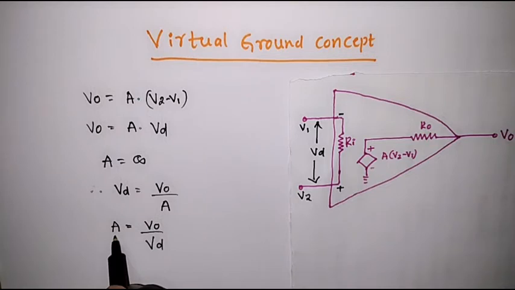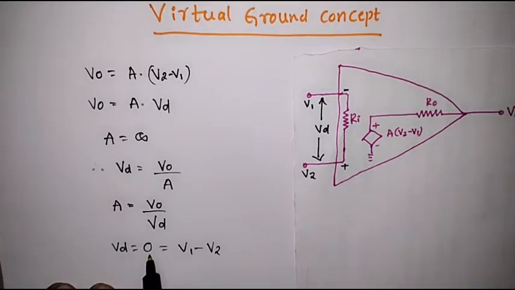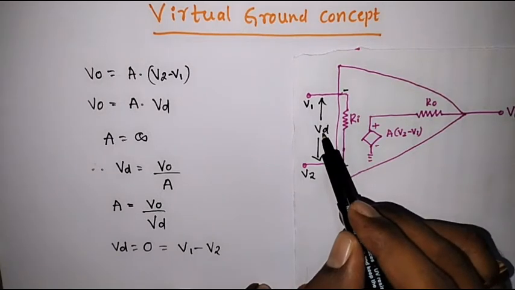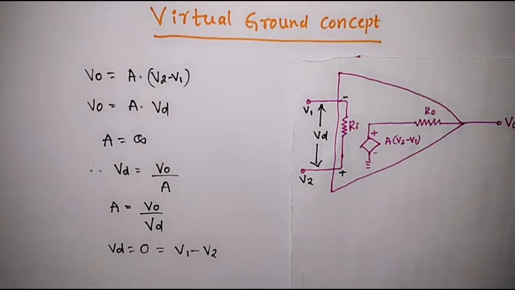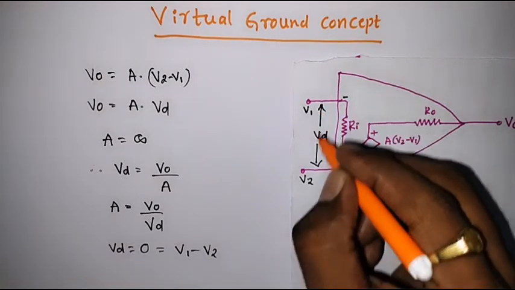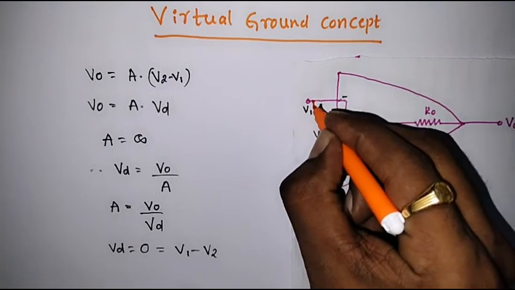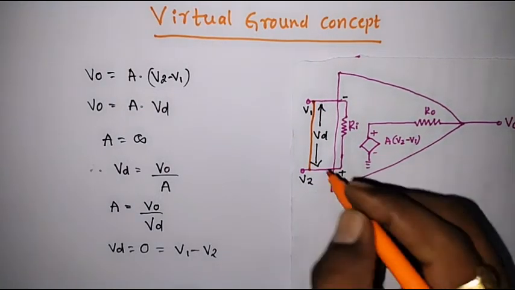This A value will become infinity when the Vd value is very small. That is, if Vd is equal to 0, then definitely A will be infinity. That is, Vd is equal to 0. We know that Vd is nothing but V2 minus V1, equal to 0. It means that if the difference voltage Vd is equal to 0, it indicates that the terminals V1 and V2 are shorted. This is a short circuit.